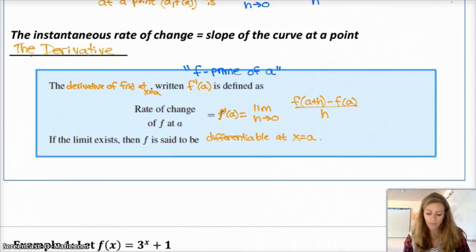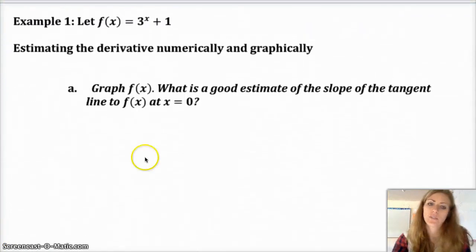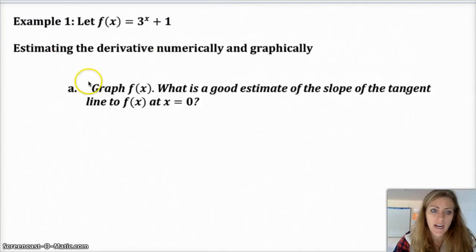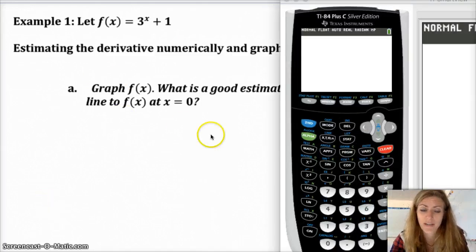Okay, so here is an example. Let f of x equal 3 to the x plus 1. Estimate the derivative numerically and graphically. In order to do this, we're going to start by graphing f of x, and then take a guess about a good estimate of the slope of the tangent line around x equals 0. So I'm going to start by graphing it on my calculator.